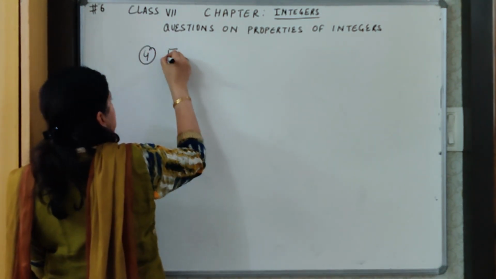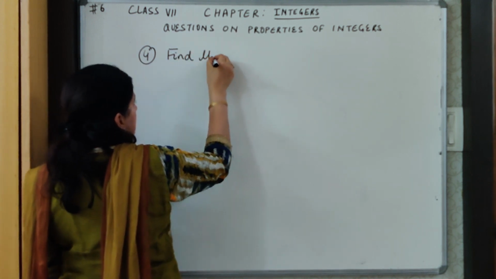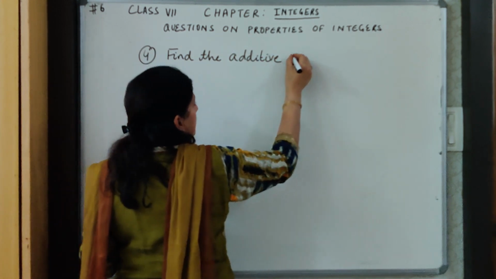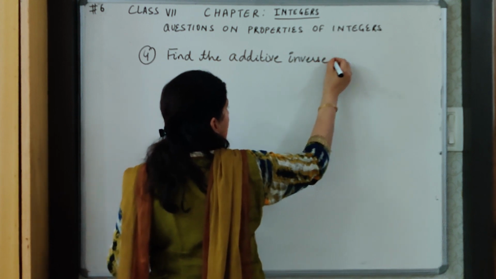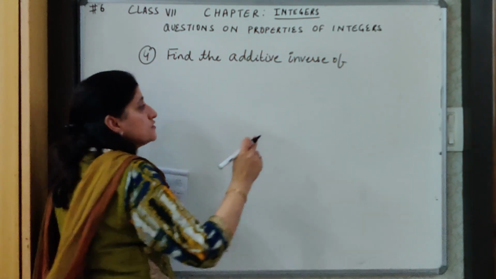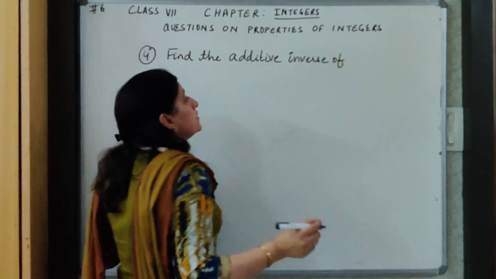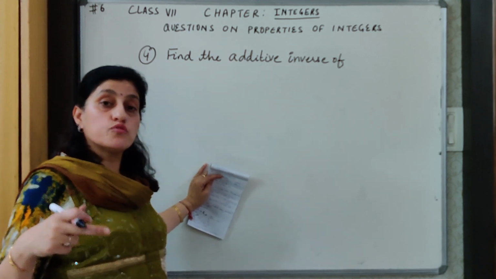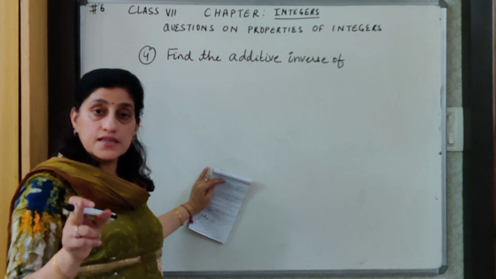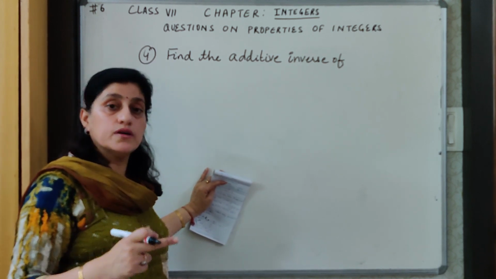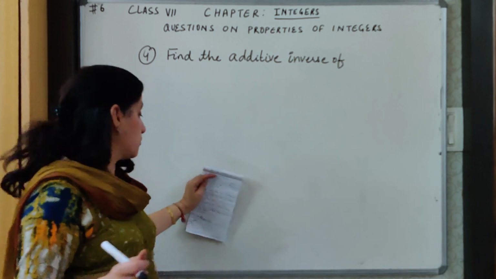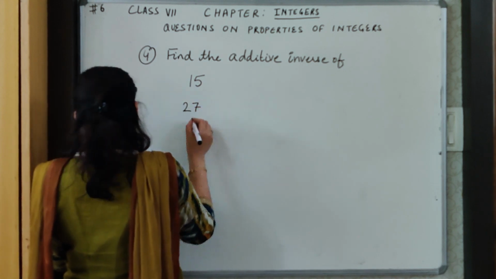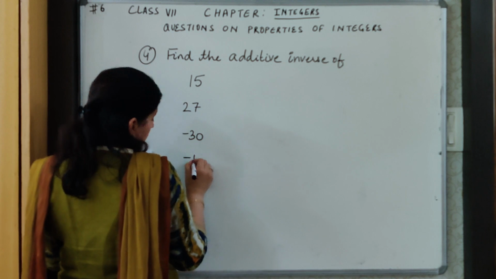The question says find the additive inverse of. Now additive inverse means such a number that if I will add that number to the given number, the answer should be 0. Additive inverse is a number which when added to a given number gives us the answer 0. So now I have here, find the additive inverse of 15, 27, minus 30 and minus 11.